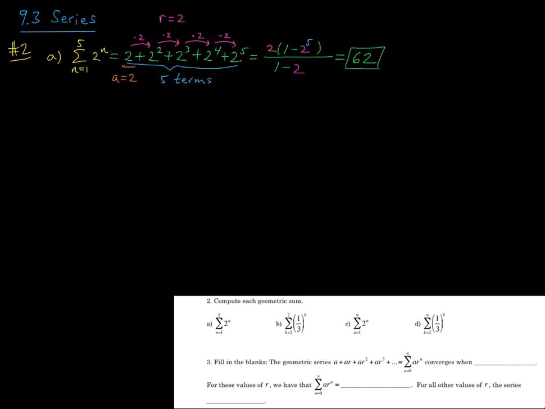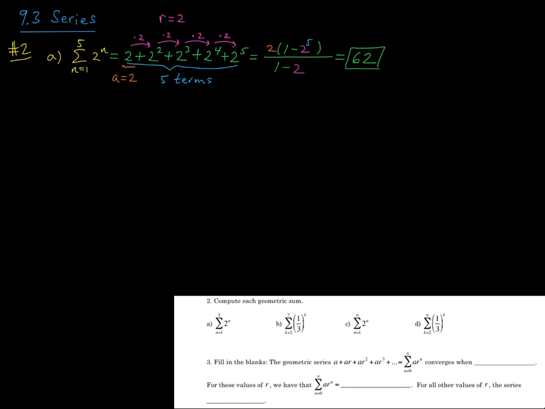Then, using the formula we derived in the last video, we take a, which is 2, times the quantity 1 minus r, which is 2, raised to the n, where n is the total number of terms we're summing. So 1 minus 2 to the 5th in parentheses, and downstairs we have 1 minus r, so that's 1 minus 2, and that gives us a sum of 62.